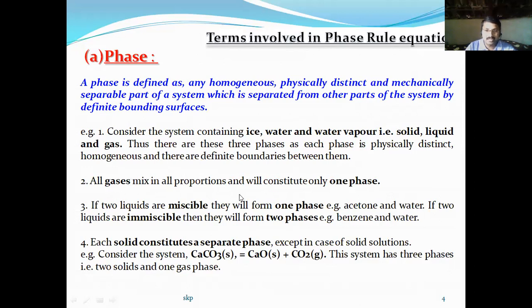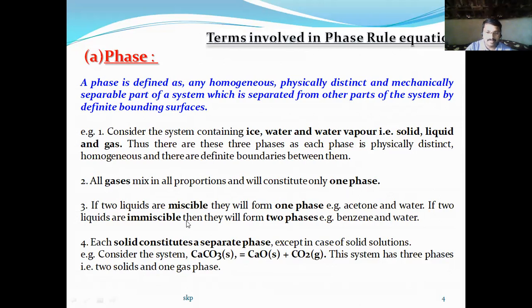All gases mix in all proportions and will constitute only one phase. If we see air, there are a number of gases present in it, but we cannot separate them into different phases. That's why it is called only one phase, because all the gases present in air are mixed in such a way that this becomes a homogeneous phase. That's why a gas mixture is always one phase.